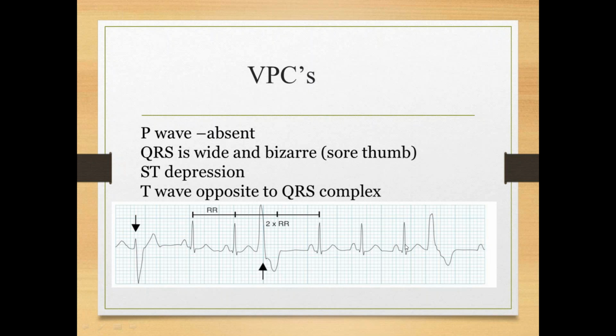Here also you can see PQRST and then there's a QRS complex. There's no preceding P wave. You can see also that there is associated ST depression and there is a T wave that is opposite to the QRS direction, the QRS complex.